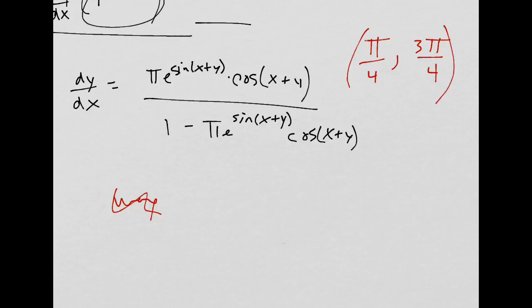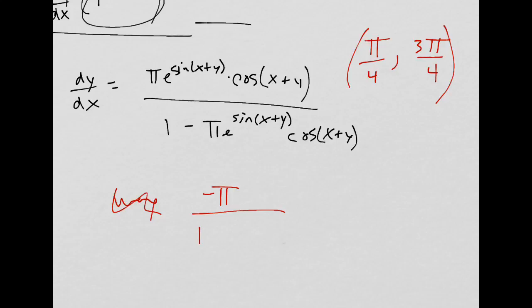So, if I'm adding those together, I just get pi, right? So sine of pi, that would be 0. So e to the 0, right? Sine of pi is 0. Yes. e to the 0 is 1. So on the top I get pi times cosine of pi. Cosine of pi is negative 1. So that makes it a negative pi in the top.